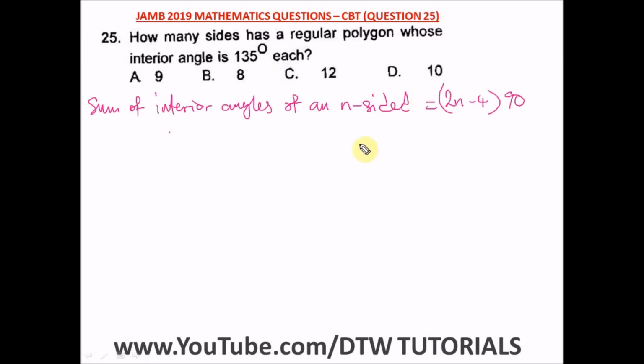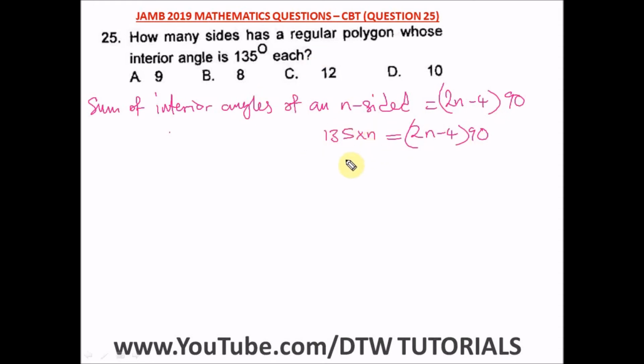What this means is 135 times n is equal to (2n minus 4) bracket 90. That's the sum of the interior angles of an n-sided polygon. And it says whose interior angle is 135 each, so 135 times the number of sides is equal to this. That's the sum of all the interior angles, equal to this. So what do we look for? n. So what do we do to find n?